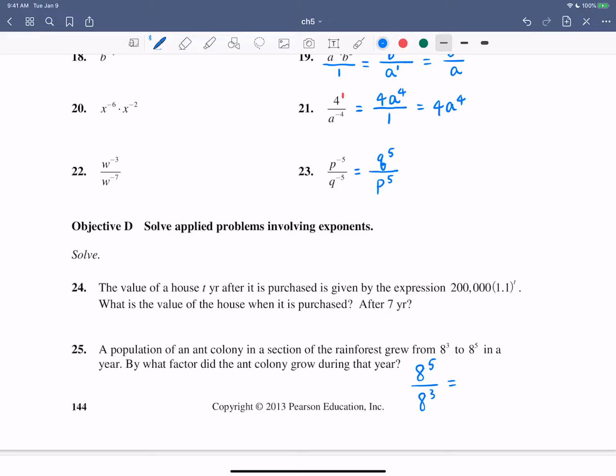By applying the quotient rule, we simply subtract the exponents because they have the same base, and we obtain a squared. Or you could also write it as 64. And that is the factor.